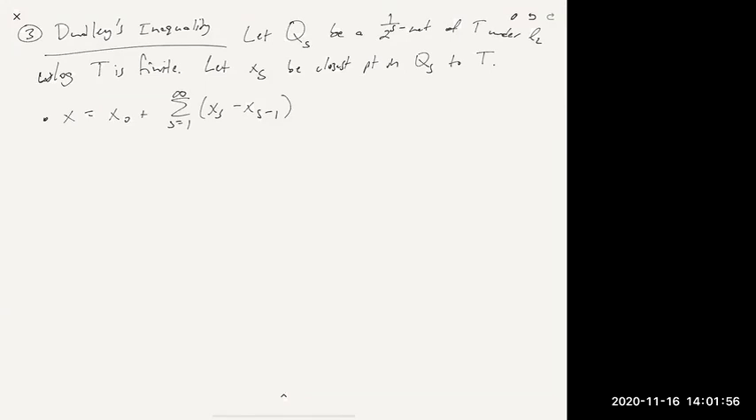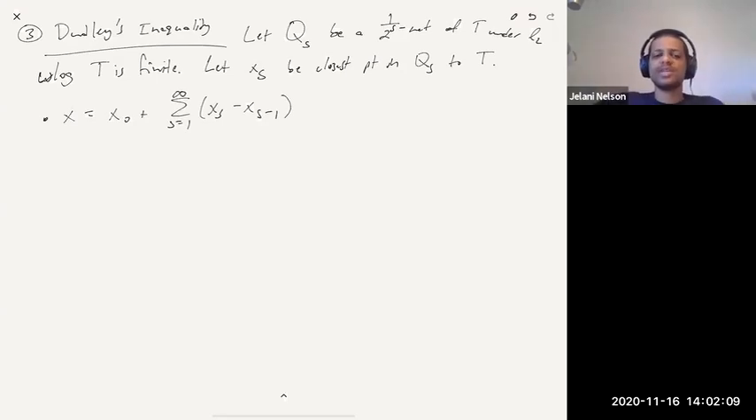So each x gets its own xs. Let me say it one more time. Each point x gets its own x0, x1, x2, etc., which is a sequence of points that converge to x, more and more closely approximating x, because xs comes from a 1 over 2 to the s net. So the distance from x to xs is at most 1 over 2 to the s.